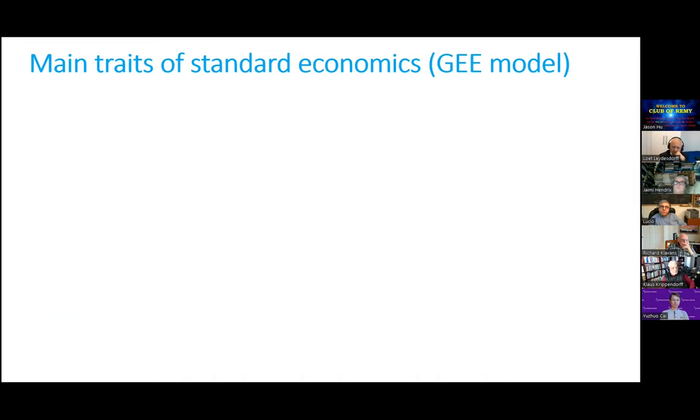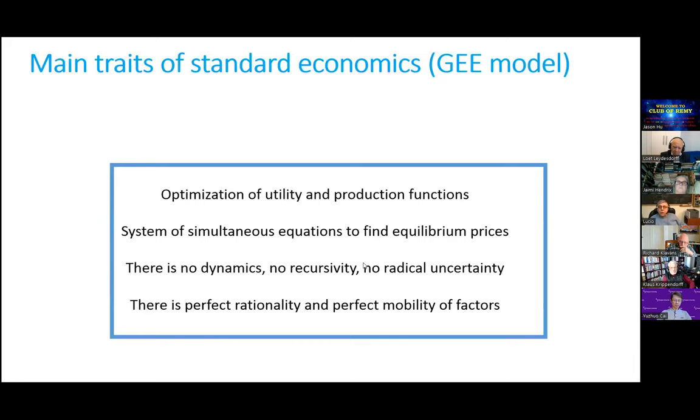And let's say during the 60s, 70s, 80s, new approaches, new streams were well developed, despite the mainstream still being dominant, at least in all basic courses of economics. So let's just look at the situation. This is the core of general economic equilibrium, which basically states a theory of optimization of utility and production functions. It is substantially a system of simultaneous equations to find equilibrium prices, optimizing the allocation of resources. And in this model, there is no dynamics. Actually, it's a static model, simultaneous equations, no recursivity, no radical uncertainty.